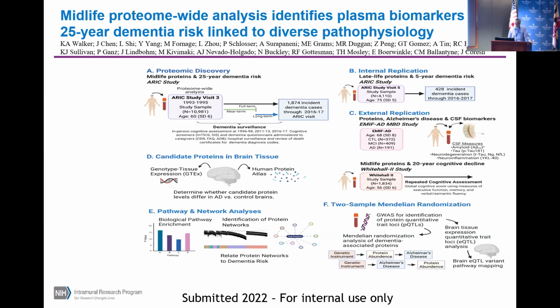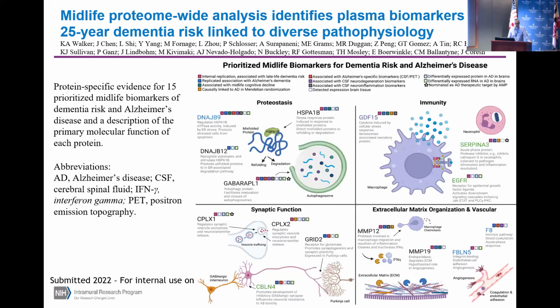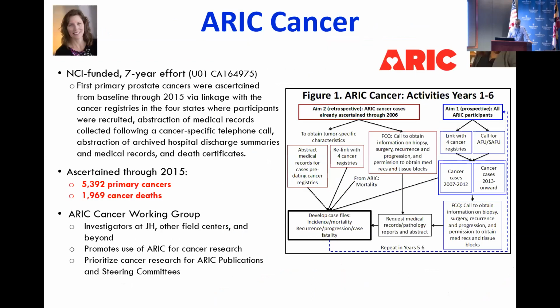Epidemiology has evolved a lot, and we do things like volcano plots to show which proteins are related to dementia, and elegantly he's looked at within 15 years, more than 15 years, and different pathways. He's also made suggestions for pathways and ways to look at prevention. So now he's implicated proteostasis, immunity, synaptic dysfunction, and extracellular matrix organization in dementia, which is a huge challenge.